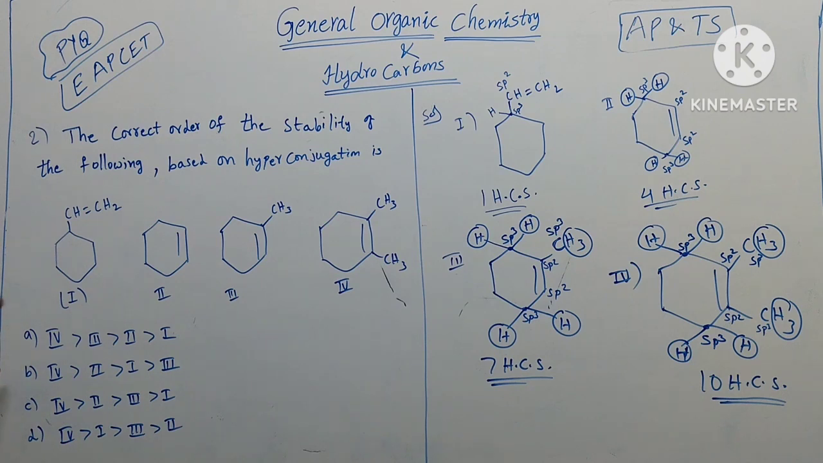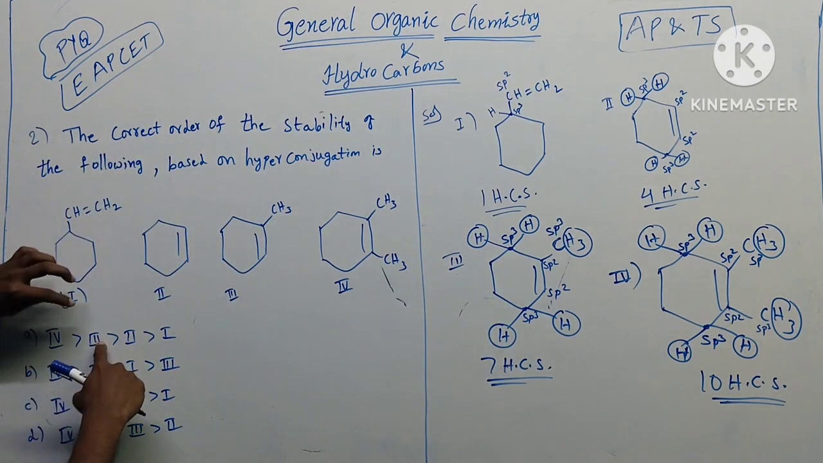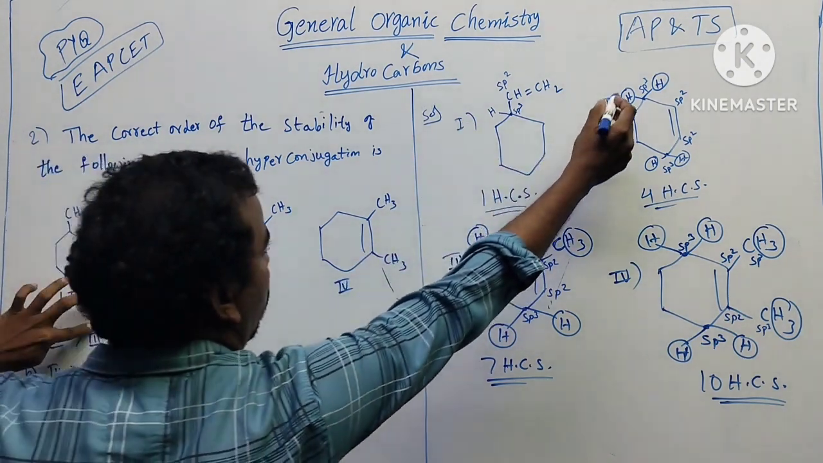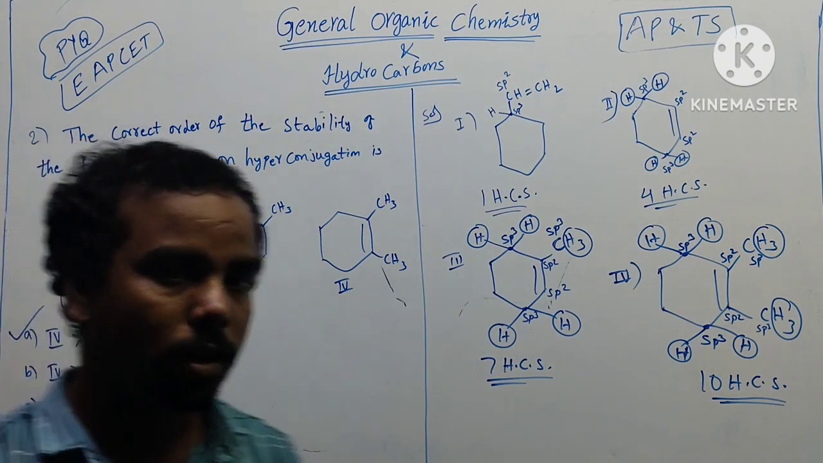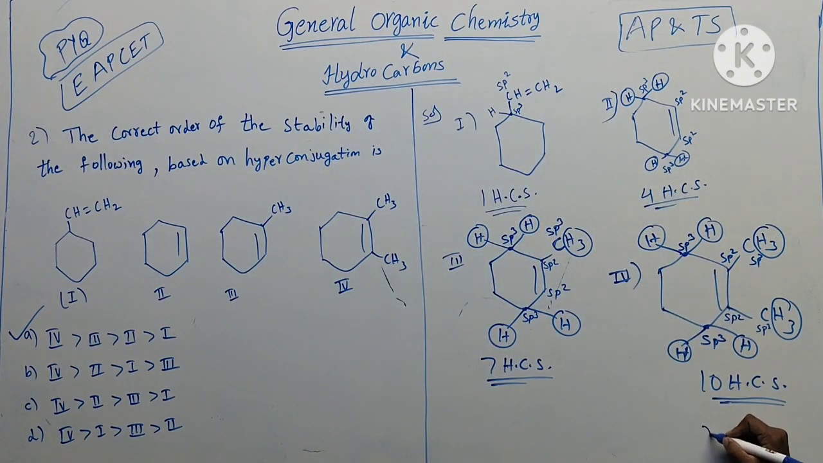So after 4, 7 hyperconjugative structures. Then 3. So 4, 3. Next 2. Finally 1. 4, 3, 2, 1. So answer A. Very easy, hyperconjugative stability. Which one is more stable? More number of hyperconjugative structures means more stable. Less number of hyperconjugative structures, less stable. Okay, note this.